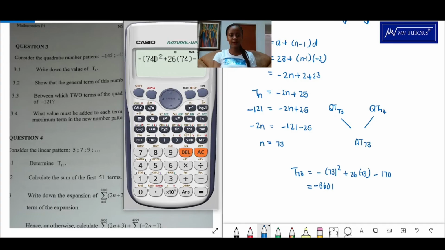So 74 gives me negative 3,722. If I check the difference between the two, I take my answer there and subtract negative 3,601, and I get negative 121. So I know with confidence that my answer is right.